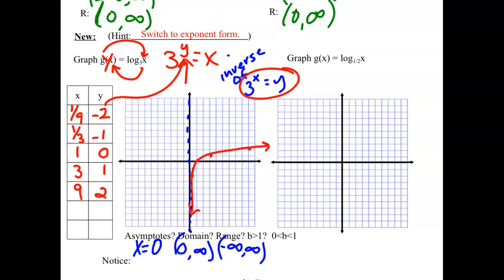Compare all of those answers to the first question we did. Everything is just flip-flopped, right? Your x's are now your y's, and your y's are now your x's. All right, so let's look at this next example.